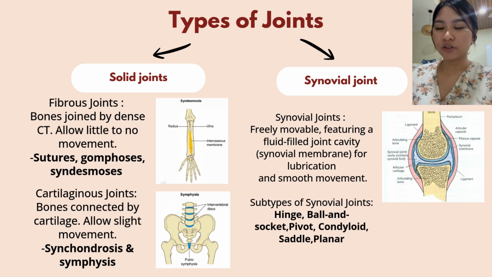Next, synovial joints are freely movable, and they contain a synovial cavity filled with synovial fluid for lubrication. Examples include hinge joint, ball and socket joint, pivot joint, condyloid joint, saddle joint, and planar joint.